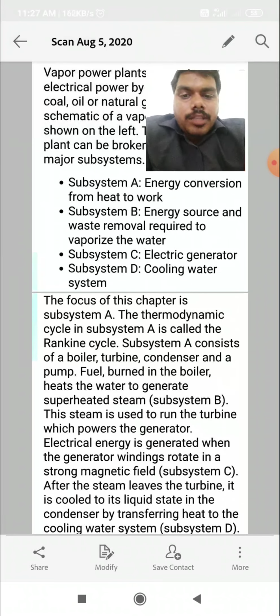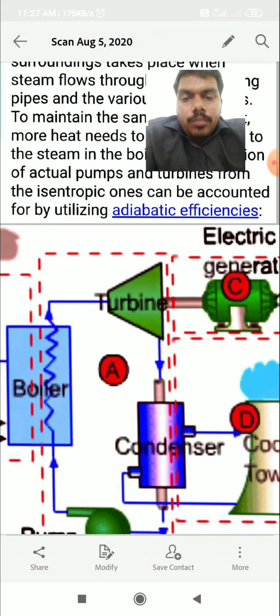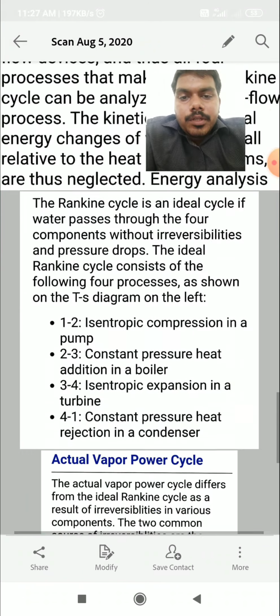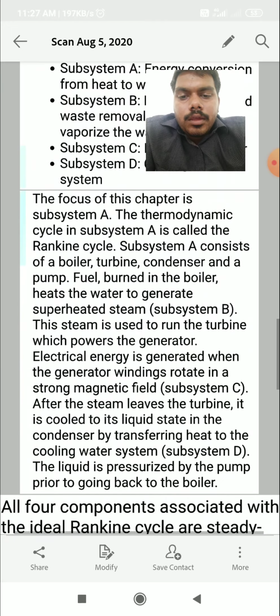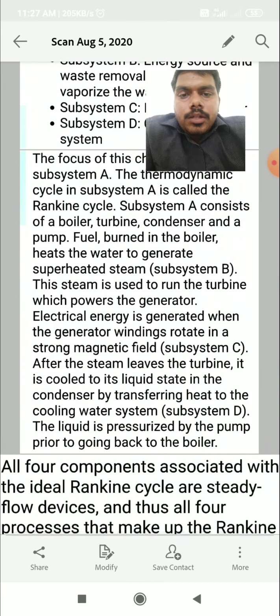Subsystem A is called the Rankine cycle. Subsystem A consists of a boiler, turbine, condenser, and a pump. Fuel is burned in the boiler. The boiler burns the fuel and heats the water. That heat is used for heating the water to generate superheated steam. That superheated steam flows in subsystem B.